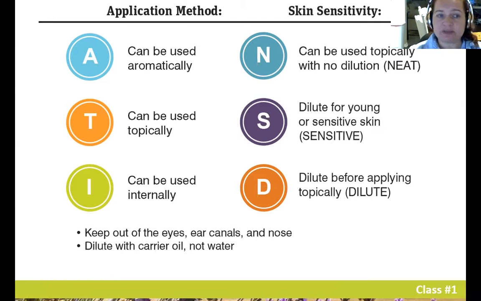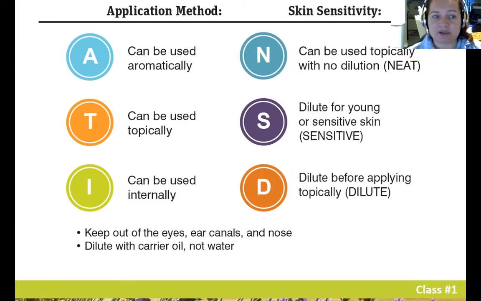Essential oils can be used aromatically, and that stands for the letter A. You can diffuse them in your diffuser, inhale from your hands or straight from the bottle, or use other diffusers around your body, your car, your house, wherever you would like to use the diffuser.